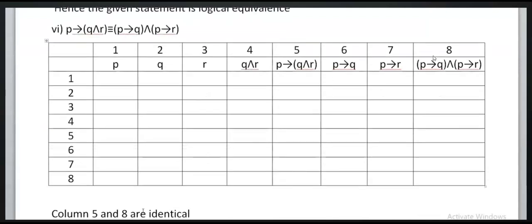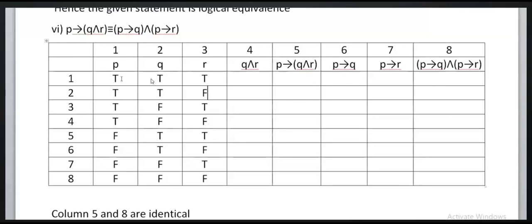Next is P implies Q and R. This is the 5th one. Next P implies Q and P implies R. Here is AND. This is the final 8th one and the 5th one. Now write down first P, 4T 4F. Q, double T, double F. And R, TF, TF, TF.